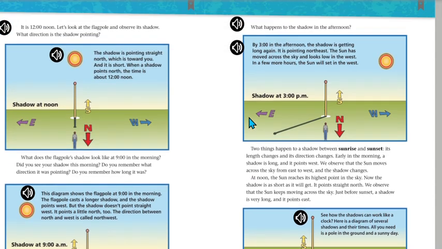What happened to the shadow in the afternoon? By 3 in the afternoon, the shadow is getting long again. It is pointing northeast. The sun has moved across the sky and looks low in the west. In a few more hours, the sun will set in the west.